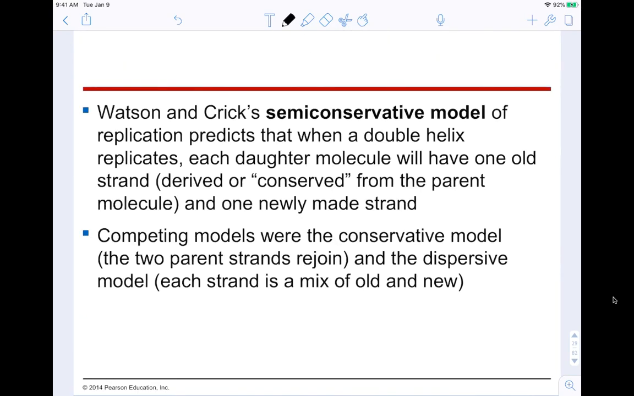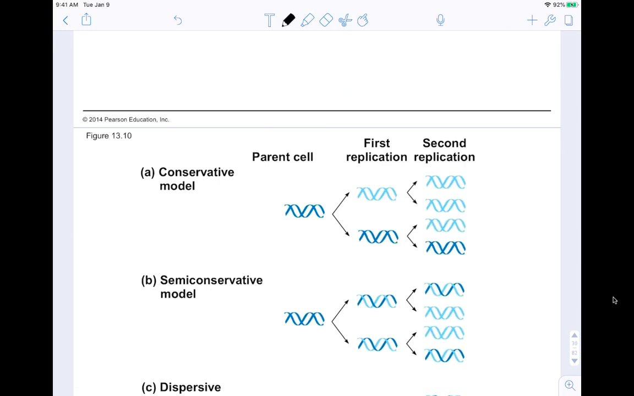Okay, so Watson and Crick's semi-conservative model of replication predicts that when a double helix replicates, each daughter molecule will have one old strand and one newly made strand. And I'll tell you a little rhyme to help you with that in a minute. So our competing models are the conservative model, where our two parent strands rejoin, and the dispersive model, where you have a mixture of the old and the new. We'll look at those in a second.